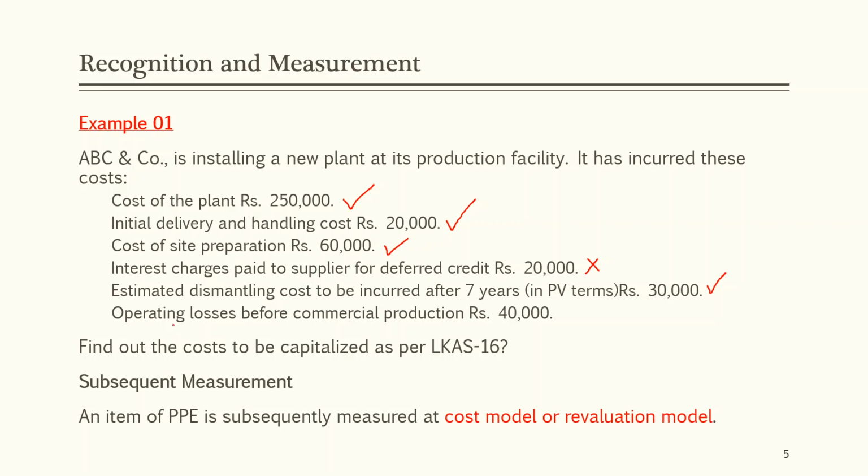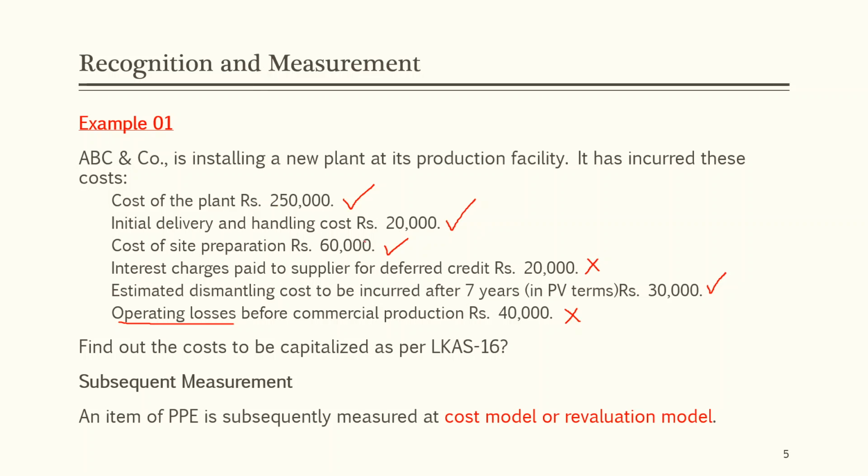Then operating losses before commercial production, 40,000 rupees. The standard itself guides us to ignore operating losses. Operating losses we cannot identify under the cost of an asset. Those should be expensed separately.